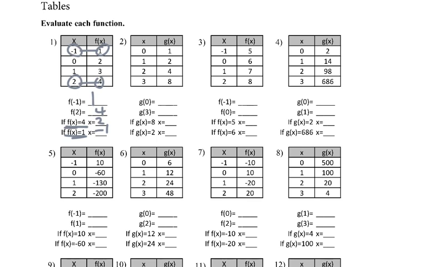Okay? So for number 2, g of 0 equals 1. G of 3 equals 8. If g of x equals 8, it's back to 3, right?